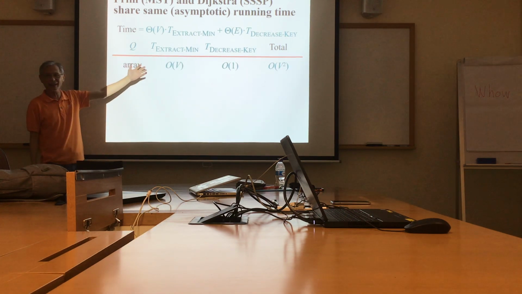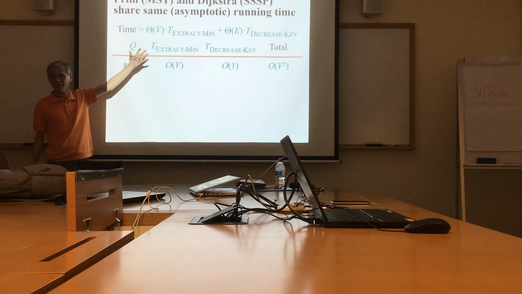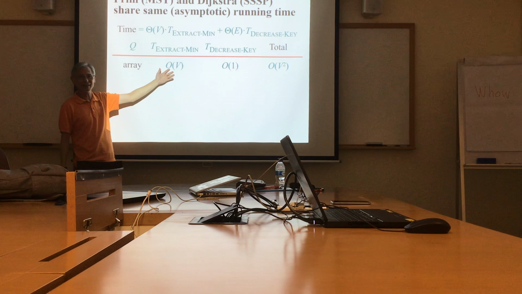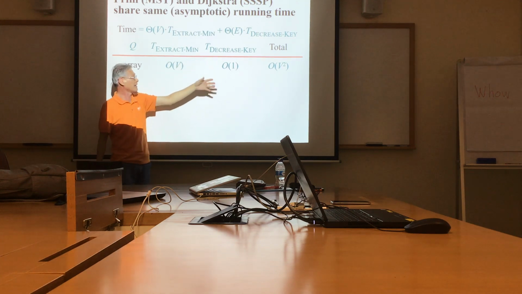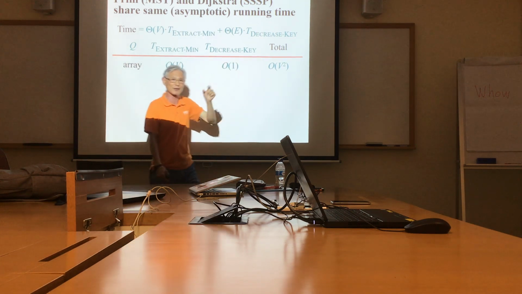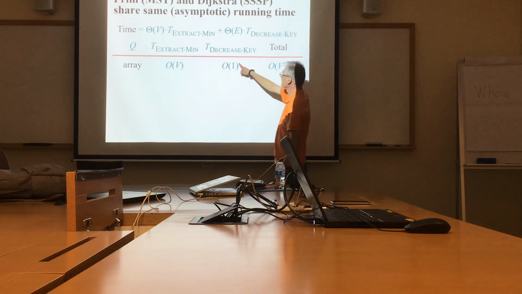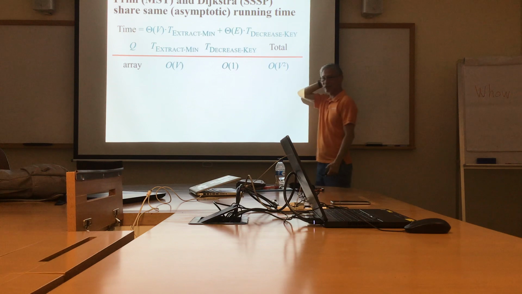If you use a straight array, which was the original Dijkstra implementation, then this thing is going to kill you. You will get order v squared. Extracting is slow, but decrease key is very fast because I have a key and I just decrease it. It's a constant time operation. But overall it's going to be v squared.